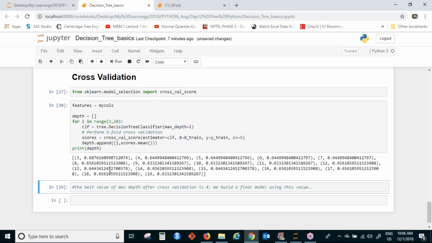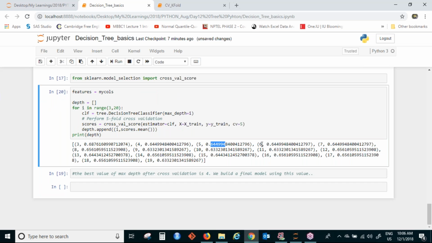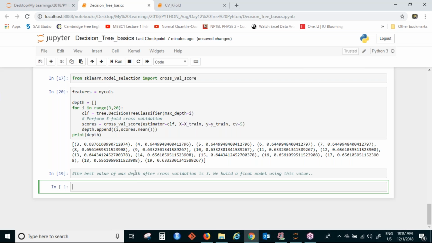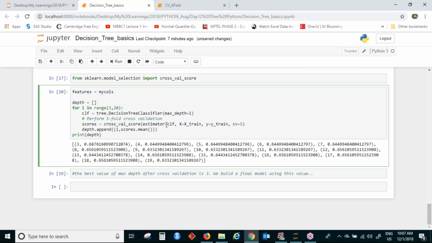Okay, so the best value of max depth now is changing slightly. It is 3 now. Now we will use the max depth of 3 for prediction. So I'll build a final model now. So here clf is your model. Let me just write it down.